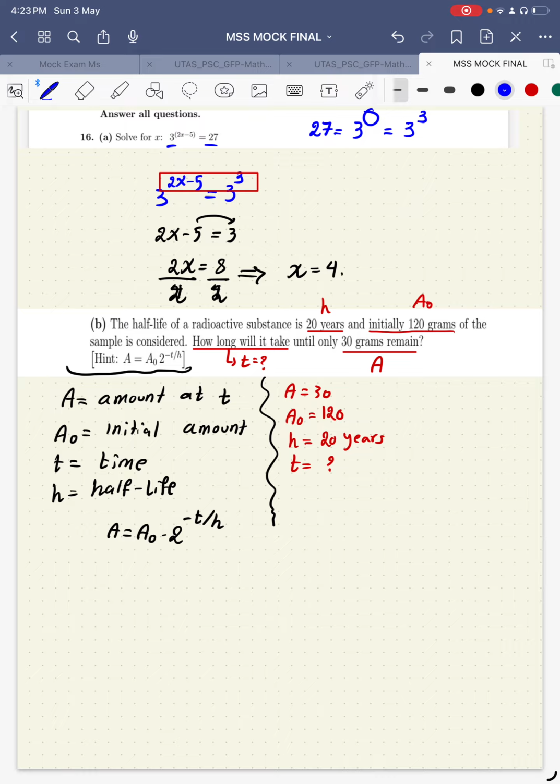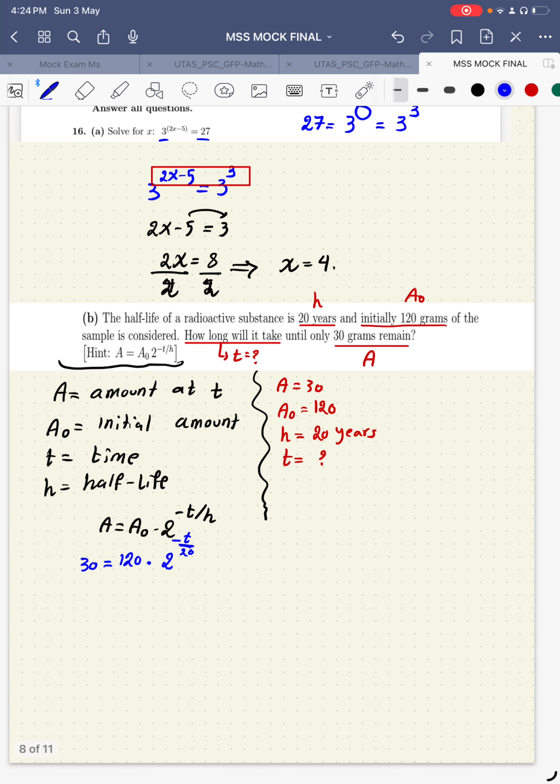So A, it's gonna be 30 grams equal A0, it will be 120 grams times 2 to the power minus T, I don't have it, I would like to find it, divided by what? By H. What is H? 20 years. So now what I'm gonna do, I'm gonna try to isolate 2 to the minus T over 20.